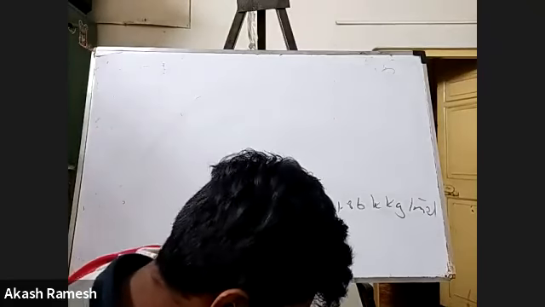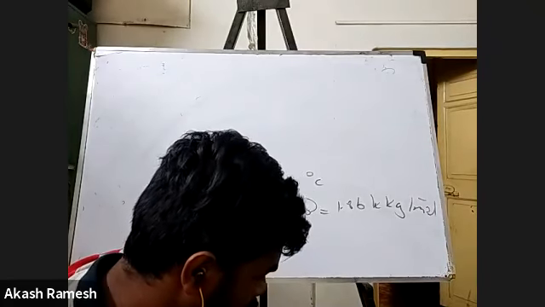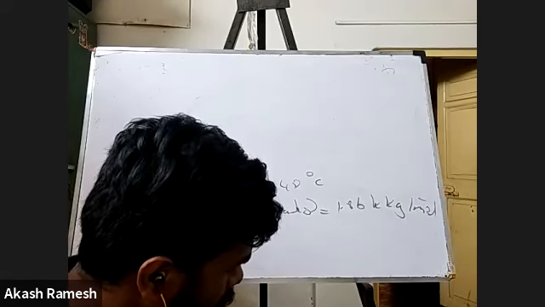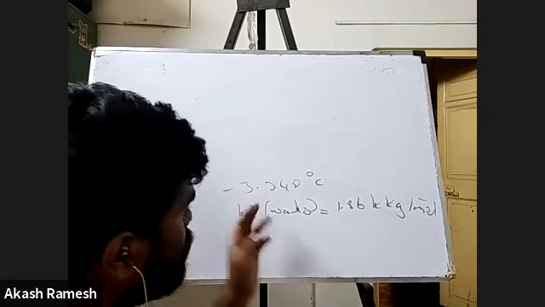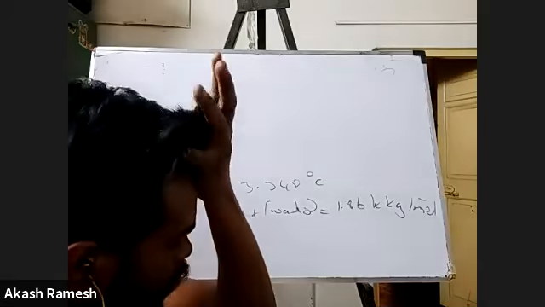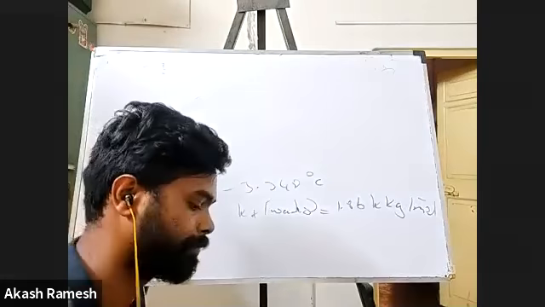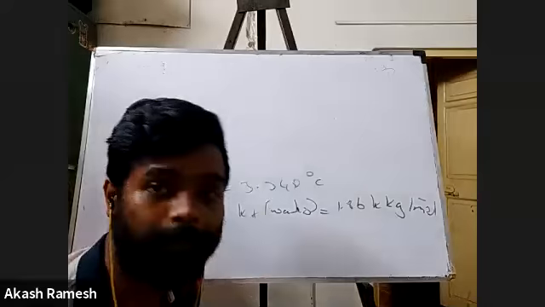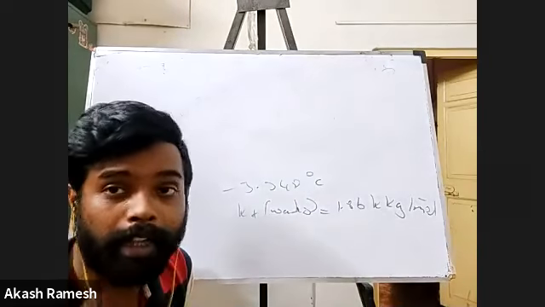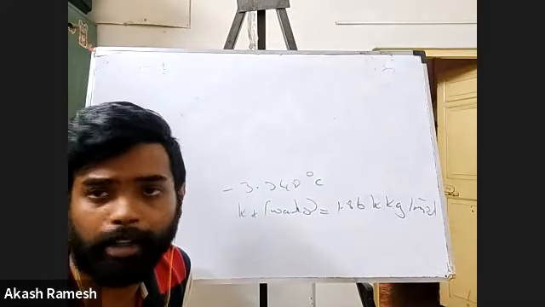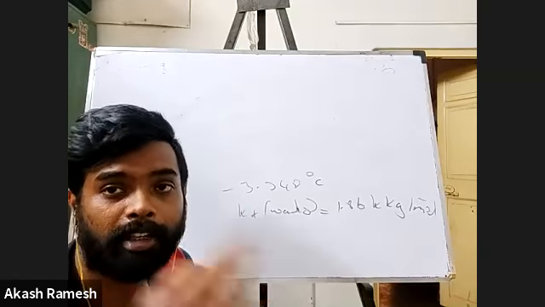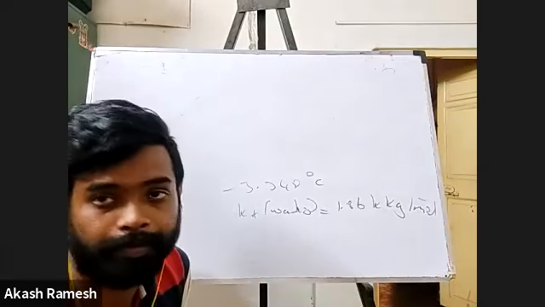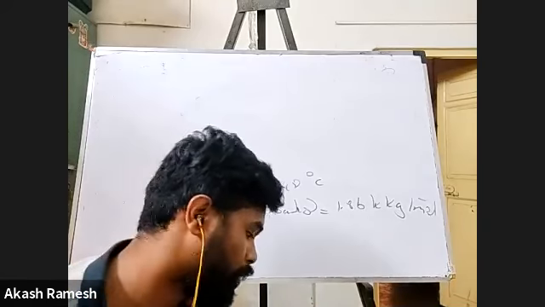I'll repeat the question. The freezing point of a solution which is obtained by dissolving 5.85 grams of NaCl in 100 grams of water is minus 3.348 degrees Celsius. Calculate the Van 't Hoff factor for the solution. Now see, they have given NaCl. Even if the question was not about the Van 't Hoff factor, the moment you see NaCl, you have to understand that you have to use the Van 't Hoff factor, because it will undergo dissociation.